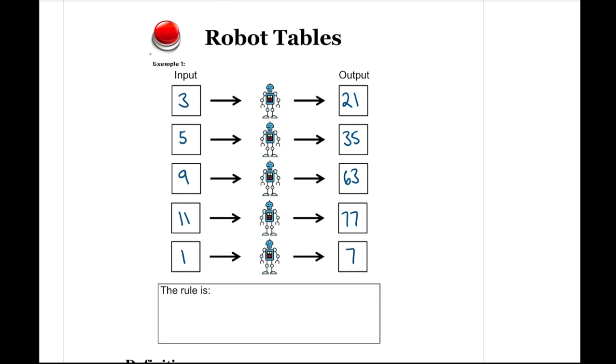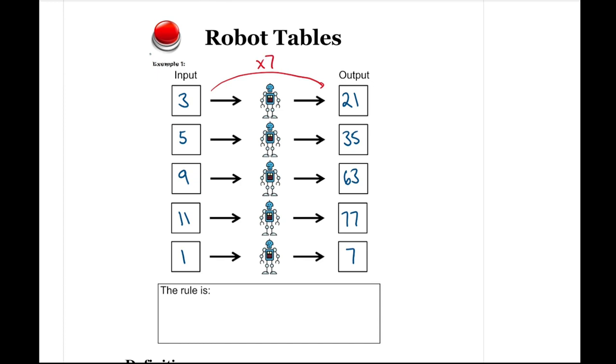So we need to think about what rule the robot is following, or what calculation the robot is doing to get from our input number to our output number. You can look for a pattern, look to see what kind of operation you could do to the input number that is the same for every single one. And if we think about it, we should see that to get from the input to the output, we're multiplying by 7.